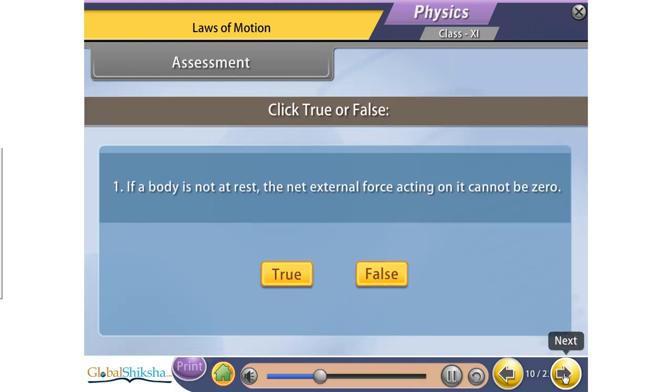Assessment. Before proceeding further, let us know how much have you learned. Click true or false.